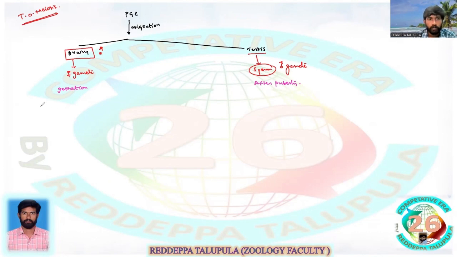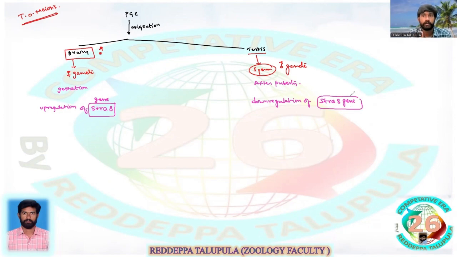See, in the ovary, upregulation of STRA8 enzyme. It is not an enzyme, it is a gene. Upregulation of the STRA8 gene will be seen, whereas in the testis, downregulation of the STRA8 gene will be seen. This is the major difference causing the variation in the timing of meiosis in ovary and testis, because this STRA8 gene is the gatekeeper of meiosis.